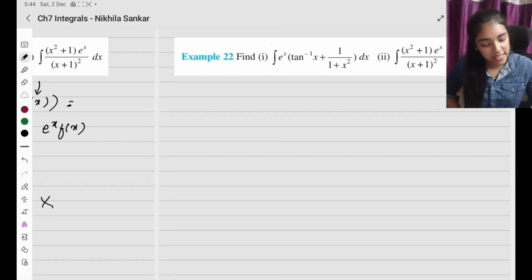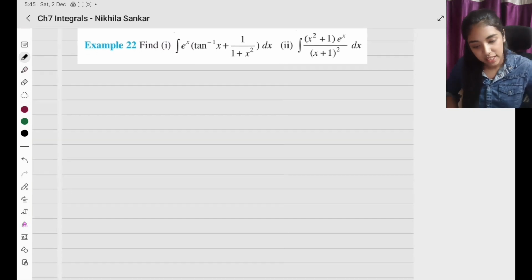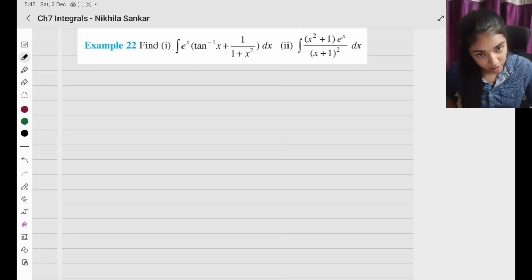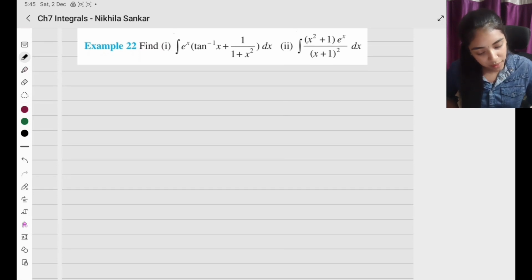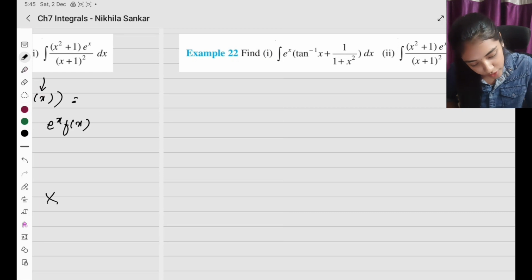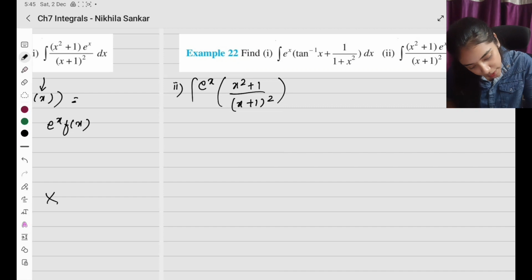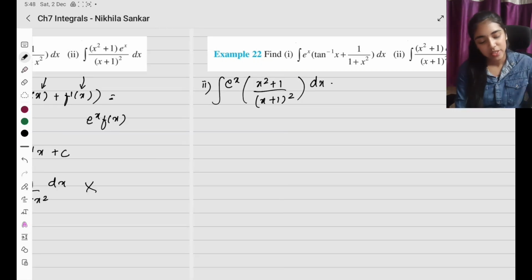Example 22, second subsection, I have x square plus 1 e to the x divided by x plus 1 the whole square. So இந்த இடத்துல எது f of x, எது f dash of x ன்னு கண்டுபிடிக்கணும். So what are we going to do? I'm going to basically e to the x கொடுத்திருக்கு. So I have e to the x. So second subsection, I'll first split. I have e to the x times x square plus 1 divided by x plus 1 the whole square integral dx. So இதை நம்ம எப்படி solve பண்ண போறோம்?